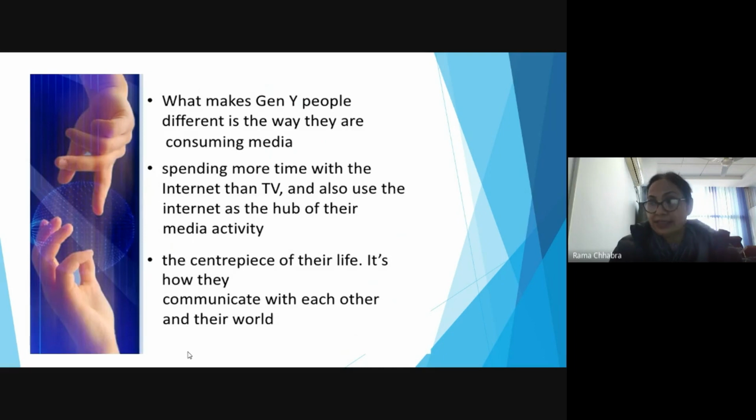What makes this Gen Y people different is the way they are consuming media. They are spending more time with the internet than TV, and also use the internet as the hub of their media activity. It is the centerpiece of their life. It is how they communicate with each other and their world.